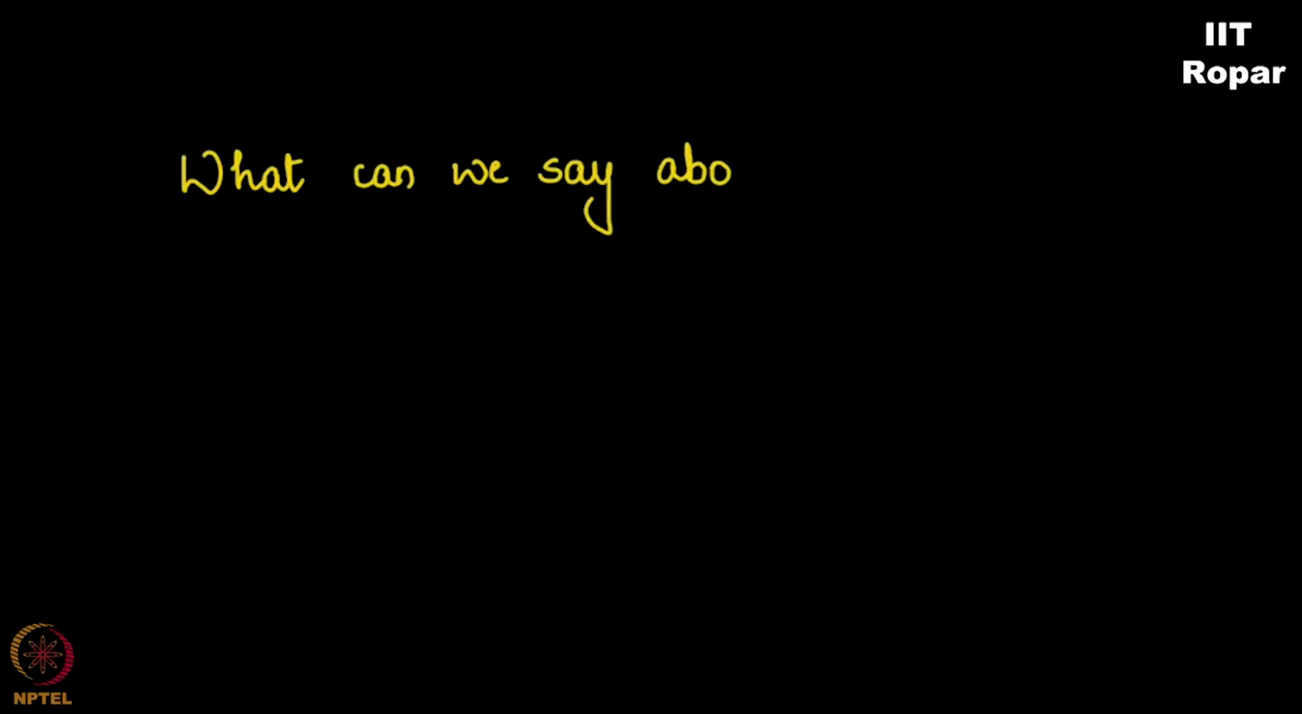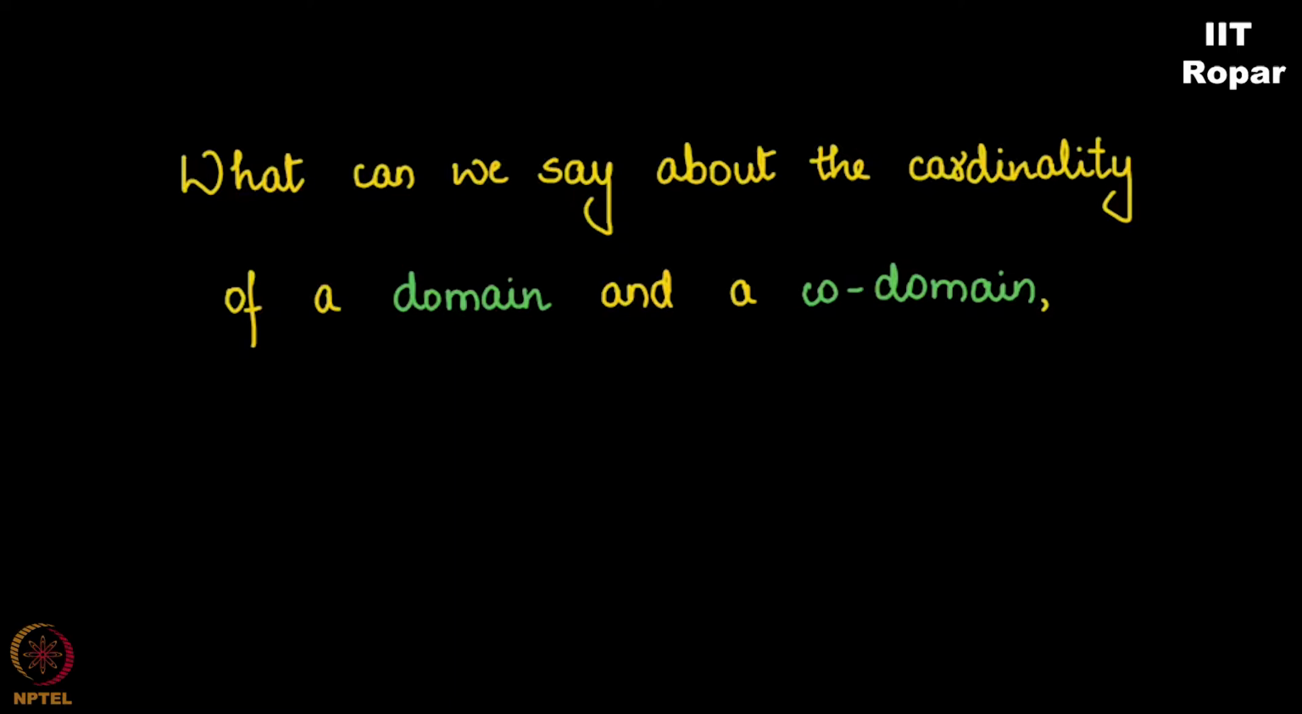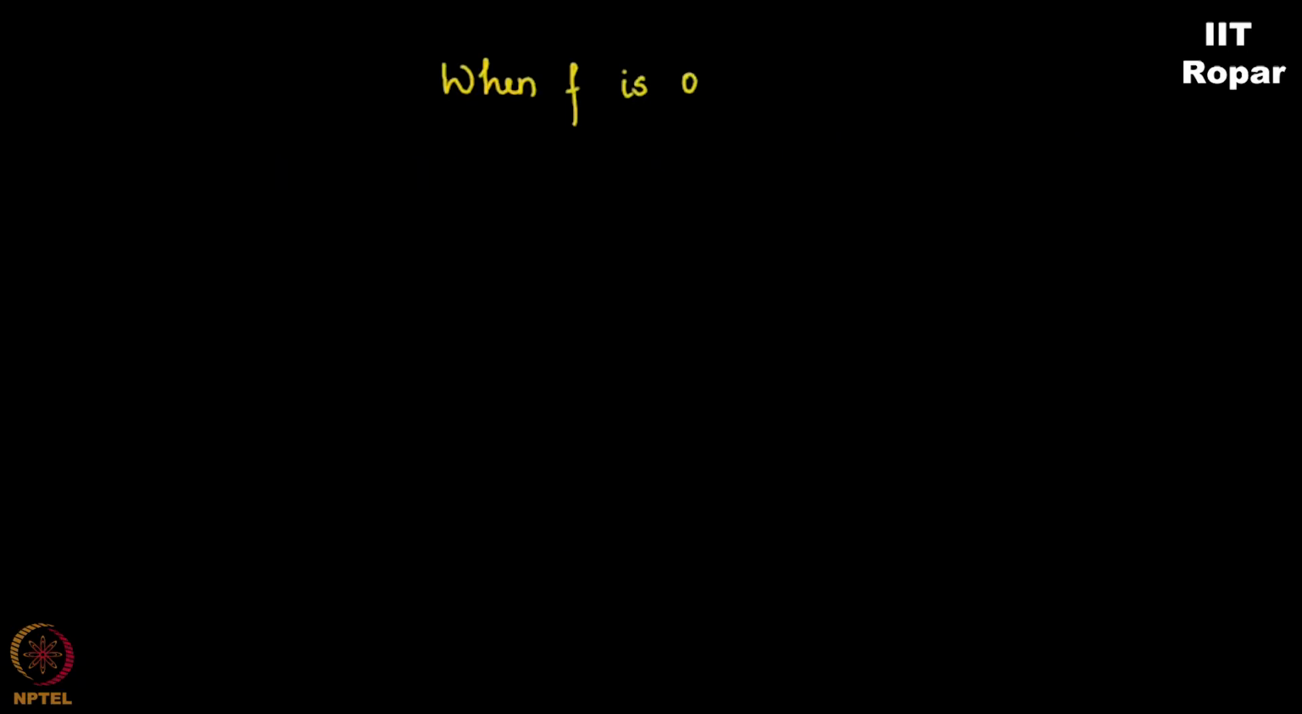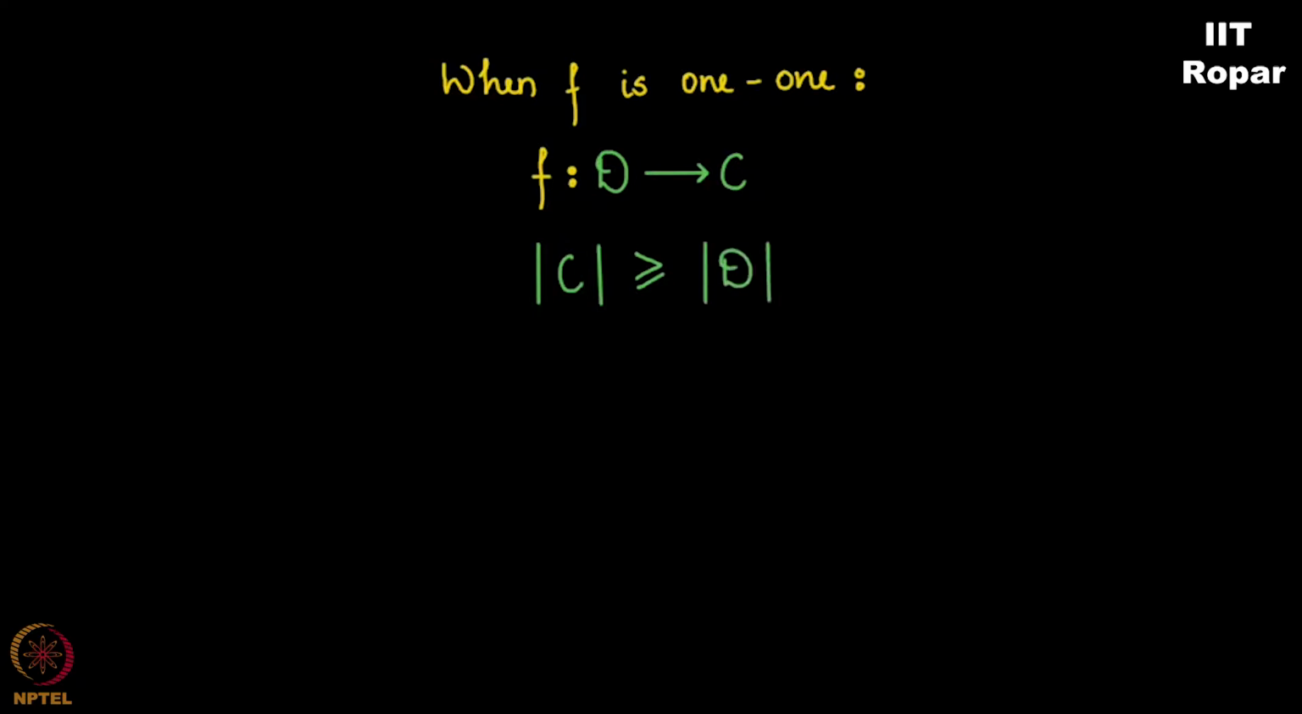What can we say about the cardinality of a domain and a codomain where a function f is given to be both 1-1 and onto? You see, when a function is 1-1 from a domain D to a codomain C, you know for sure that the number of elements on the right wing is greater than or equal to the number of elements in the left wing, which means the number of elements in C is greater than or equal to the number of elements in D.